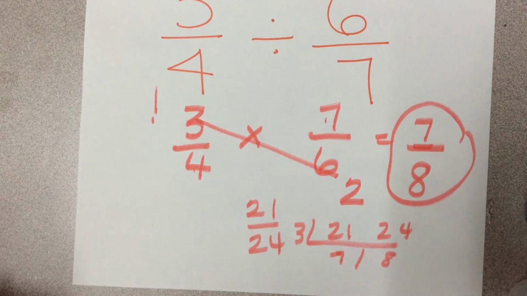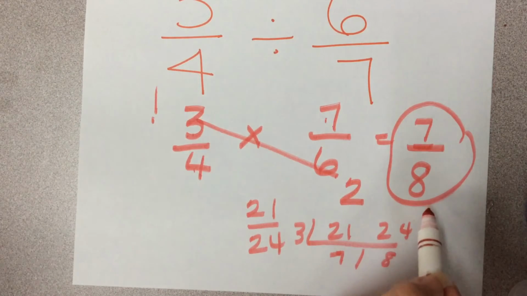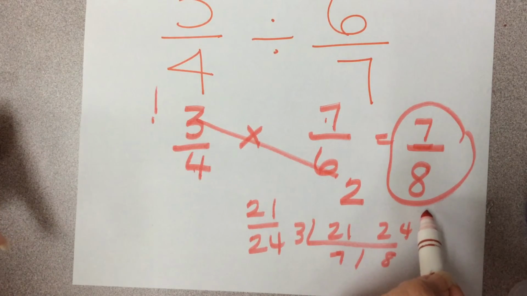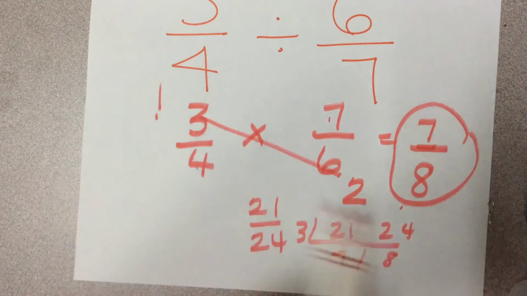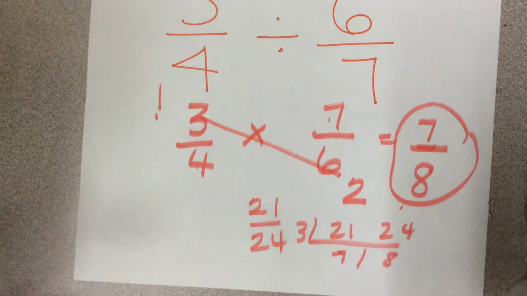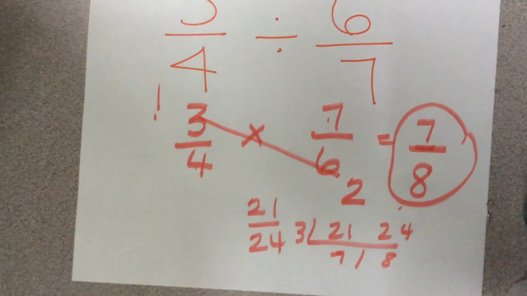Okay. So I could get a whole number as an answer. I can get a mixed number as an answer, and I can even get a fraction as an answer. But notice we didn't divide. It was all about changing it to a multiplication sentence.